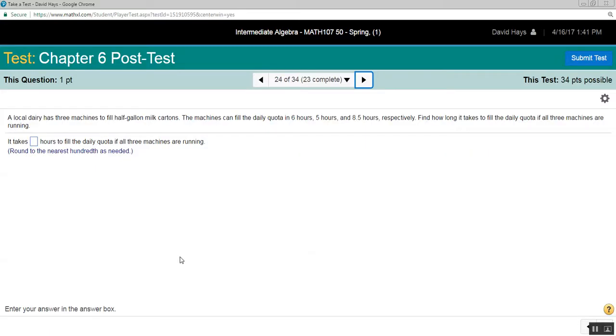I kind of cringe every time I see one of these, but sometimes it takes me a while to get word problems myself. Local dairy has 3 machines to fill half-gallon milk cartons. The machines can fill a daily quota in 6 hours, 5 hours, and 8.5 hours, respectively. Find out how long it takes to fill a daily quota if all 3 machines are running.